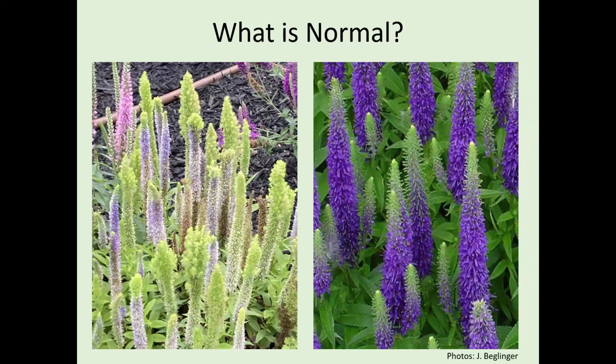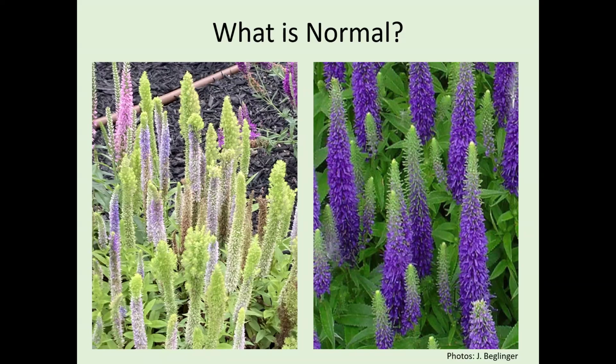Now here we have a Veronica Speedwell. One is normal and one is not. So the blue colored one, the blue flowers, that is normal. That's what we were expecting to get: blue flowers. In the photo on the left, the flowers are very washed out.